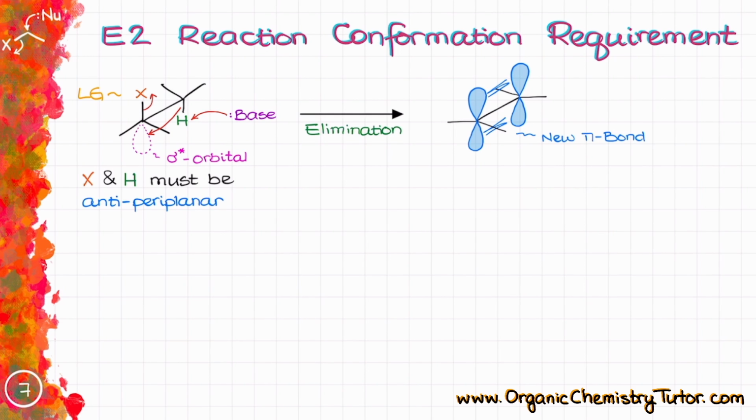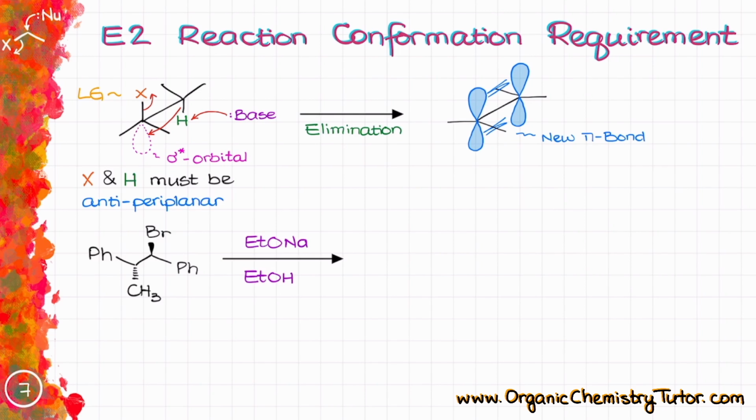Well, it is going to be impossible to have an E2 mechanism, that is, of course. We could possibly have the elimination occurring via an E1 or E1cB mechanism, depending on the nature of our substrate. But the antiperiplanar orientation of the hydrogen and the leaving group for E2 purposes is a pretty strict requirement, so we cannot just skip or forget about that.